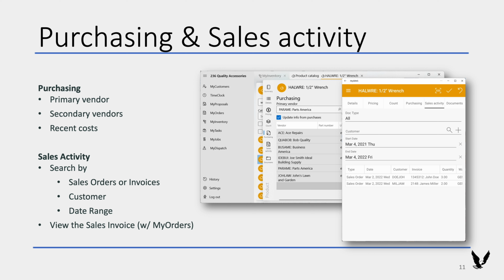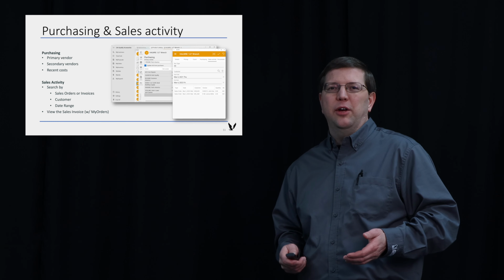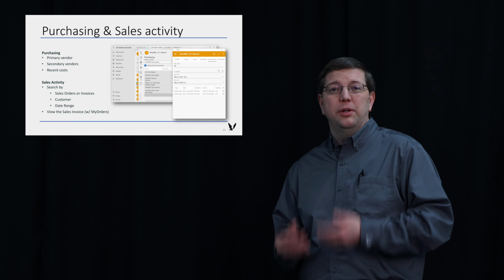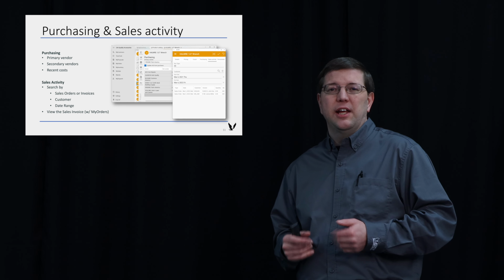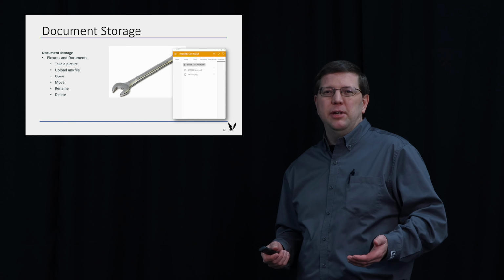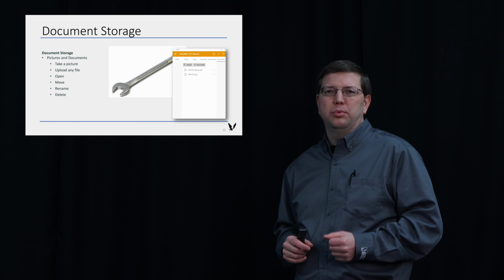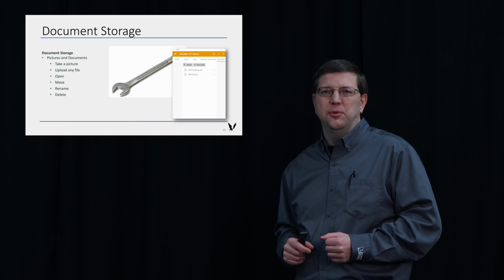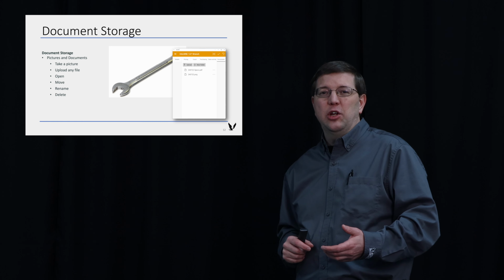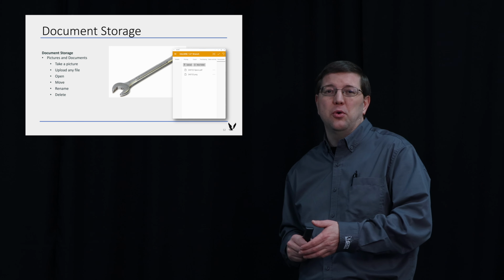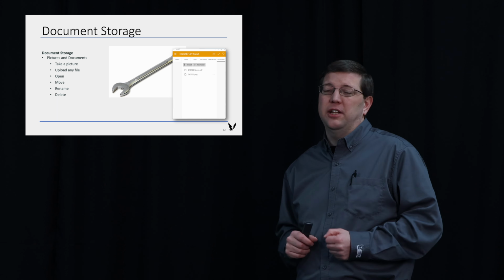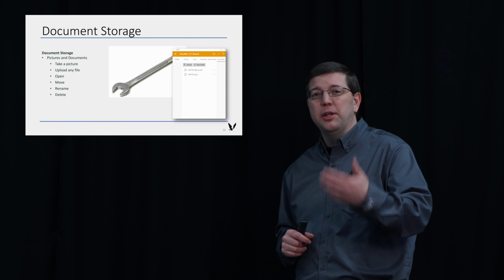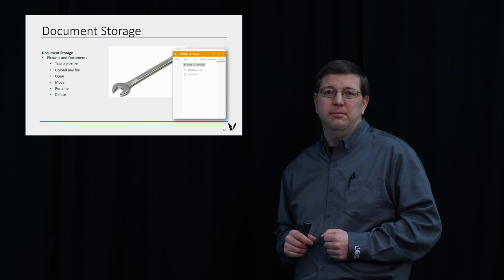And then on the sales side, we can query and pull a list of all the sales invoices that have this product on them. If you have My Orders allowed, you're able to open up those sales invoices as well. The EBMS document storage module brings powerful functionality to MyInventory. With it, you're able to store product images or product specs so that anyone out in the field can open them up and have them available to them.